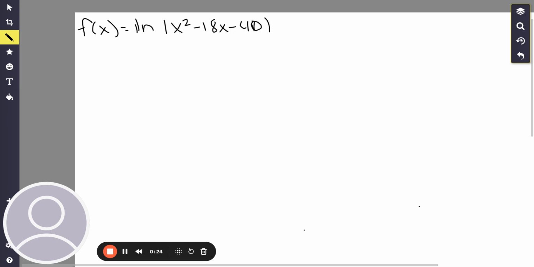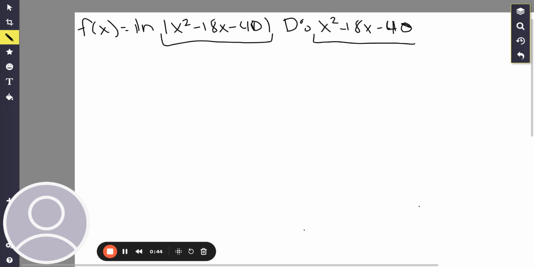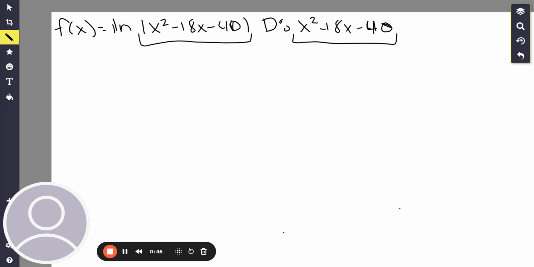So the first thing we're going to find is domain, and that's pretty easy. It's just what's in here. So it's x squared minus 18x minus 40. Now, because we have an ln at the front, ln of 0 does not exist, so we need to find out when this equals 0 so that it can become an asymptote.